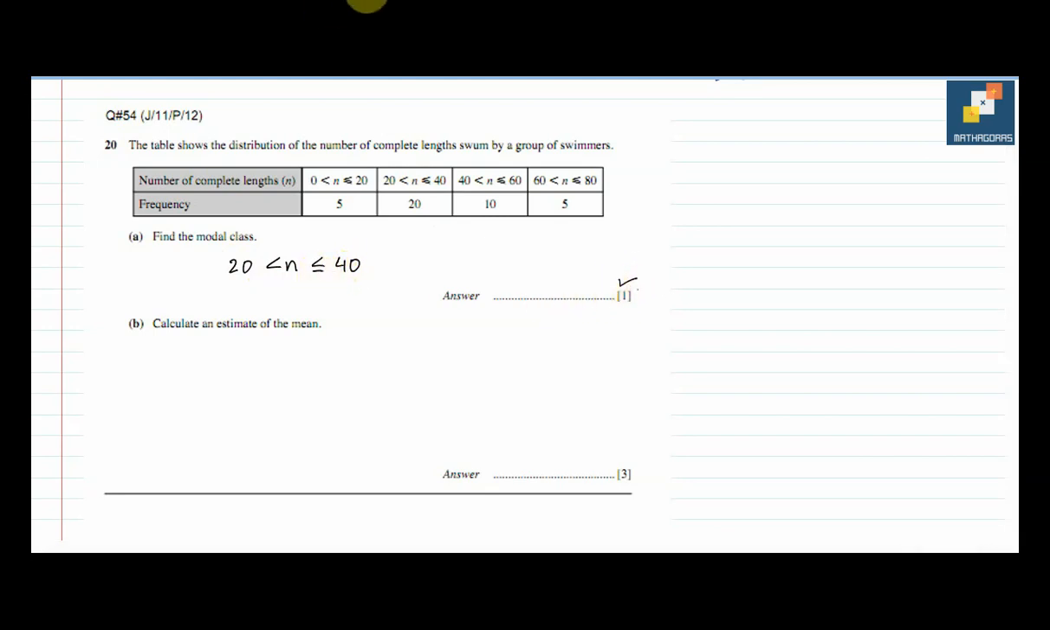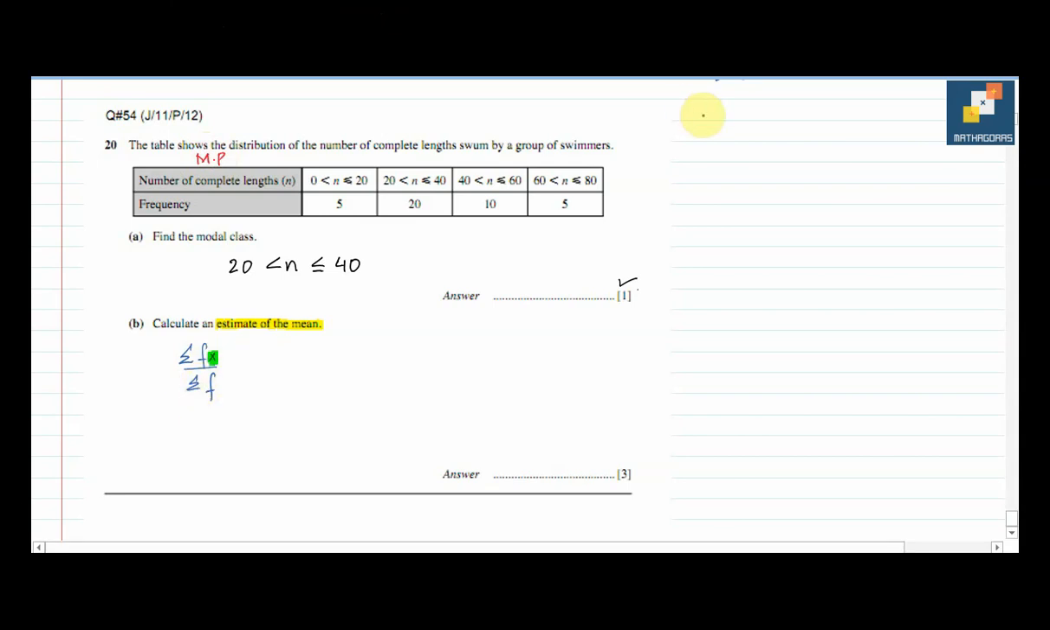Now it says in the second part, estimate of the mean. Basically it refers to estimated mean. The working formula to find the mean is summation of fx divided by summation of f. That is the working formula. But for estimated mean we don't have the value of x right now. So what do we need to do? You need to find the midpoints to find the estimated mean. I hope that you can easily recall that working.